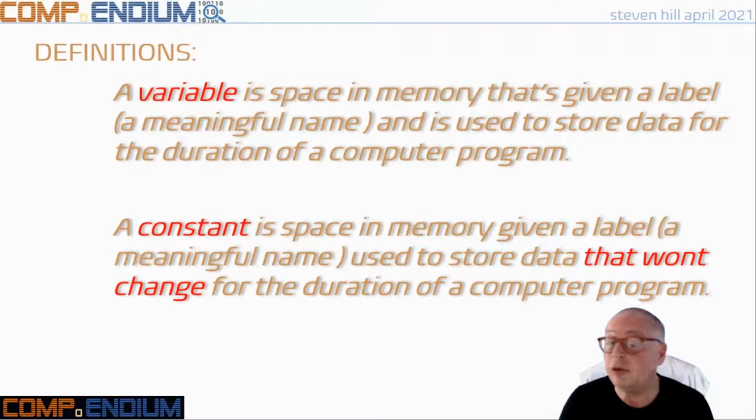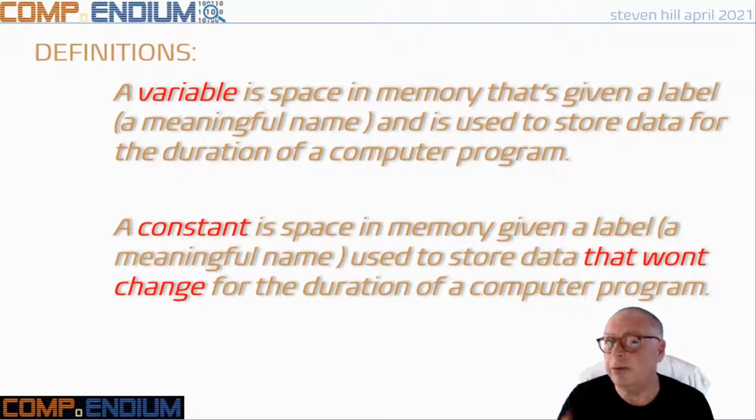Okay, so let's do what we normally do with these videos, which is to leap in with a definition, and then we'll talk about the definition in a little bit more detail. So we're talking about the variable and the constant in this video. Two things, but actually they're very, very similar in the way that they are managed in a computer program. We can say that a variable is the name that we give to allocated space in memory. It's given a meaningful name, which we call a label. So a variable has a label, which is a meaningful name, and it's used to store data for the duration of a computer program.